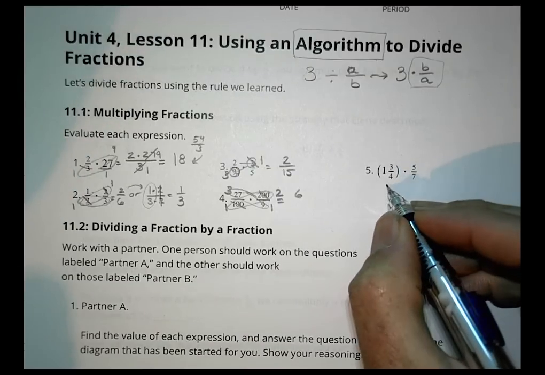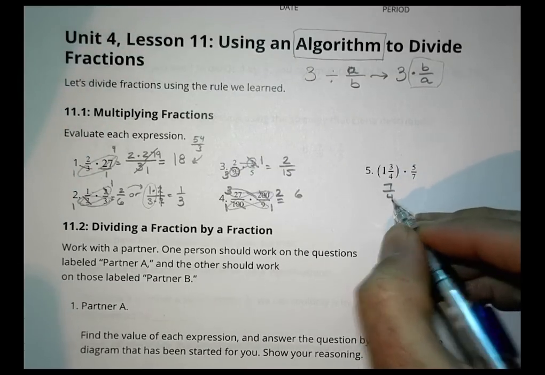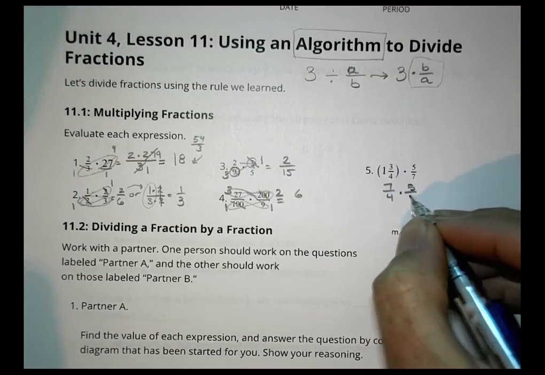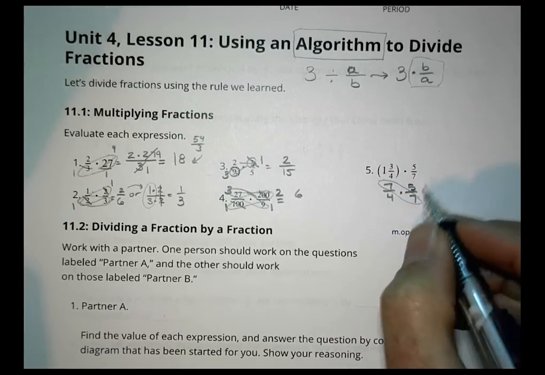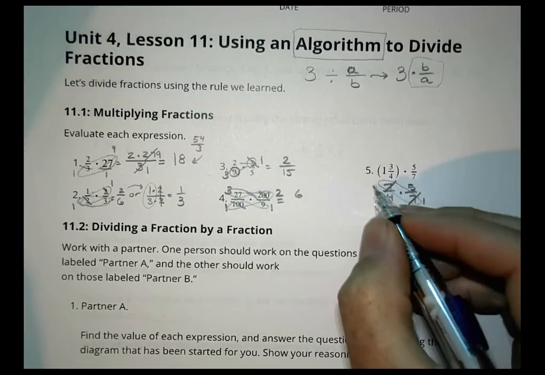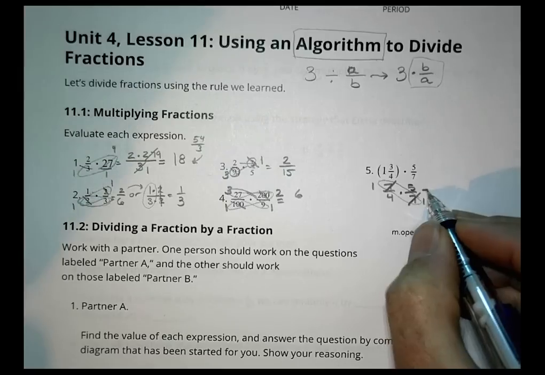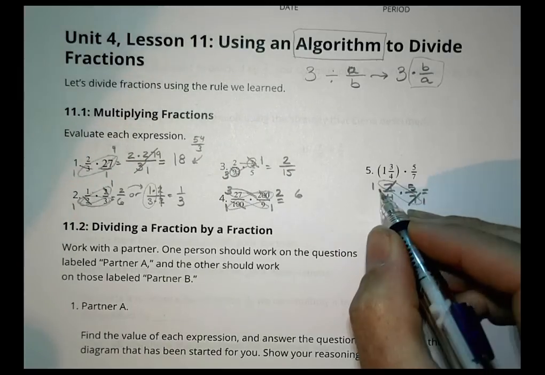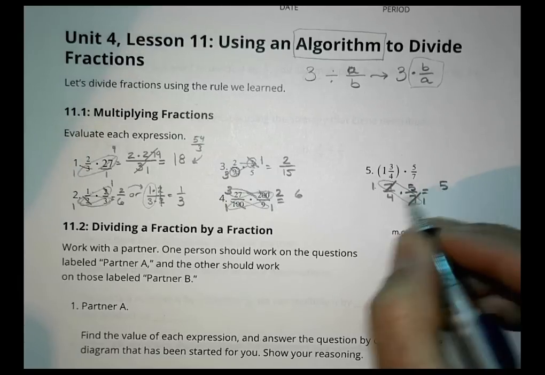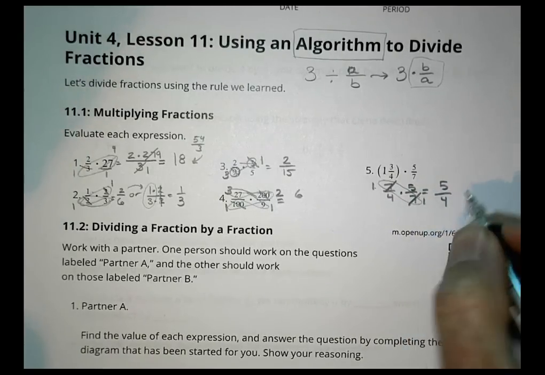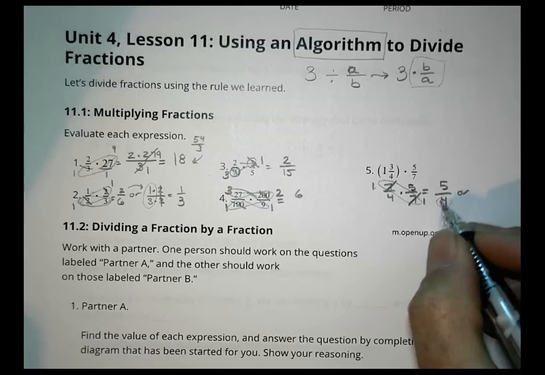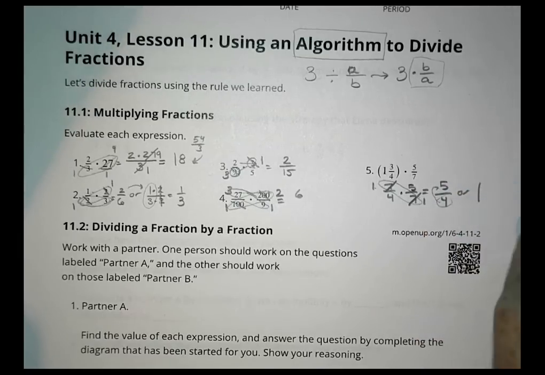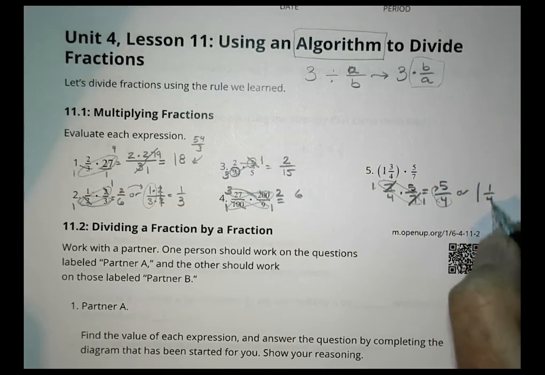Plus 3 is 7, so I have 7/4 times 5/7. Now again, when I have the same number working in the diagonal, there's one group of 7 here and 1 7 there, so those reduce down to 1 over 1. Then we're left with 1 times 5 is 5, and 4 times 1 is 4. I could leave it like that, or I could say how many 4's are in 5? There's one group of 4 inside of that, and I have 1 left over. So 1 1/4.